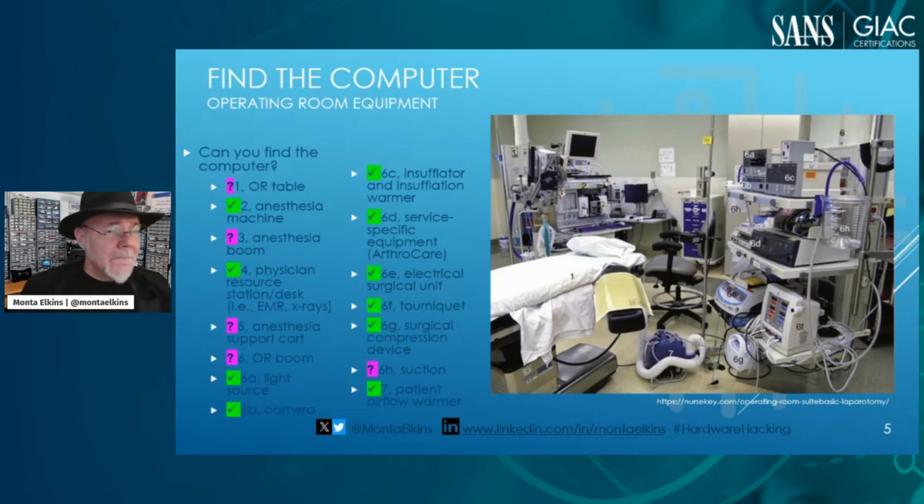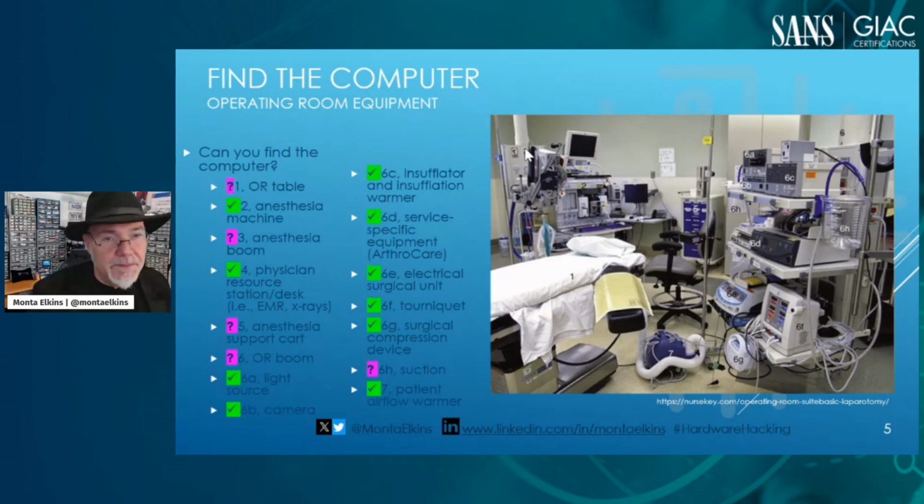The things that we think might not be computers are like the OR table. That's kind of basic. Or maybe this cart back here in the corner. All right, that's a cart, or the OR boom or anesthesia boom, just these things that you move around. Those might not be computers, but everything else in here is.